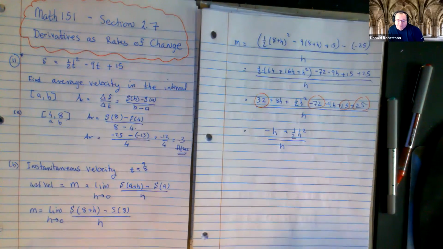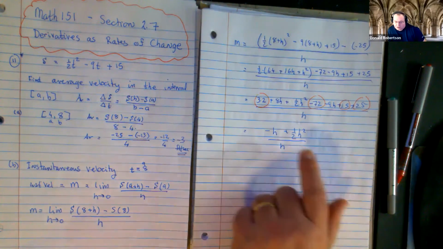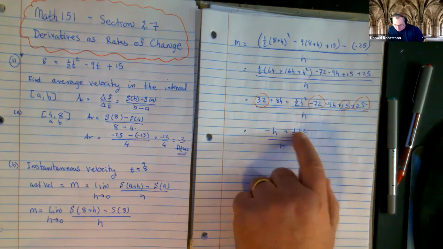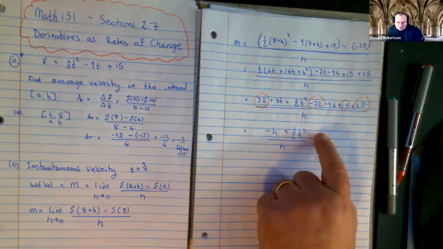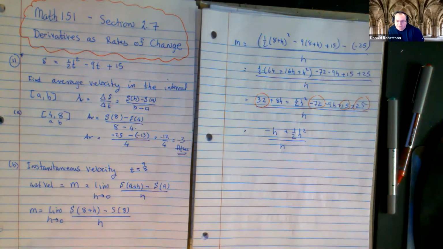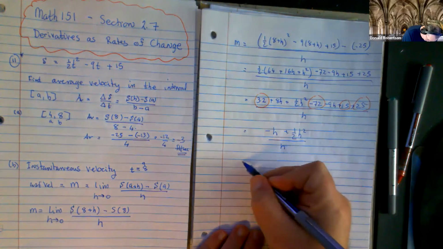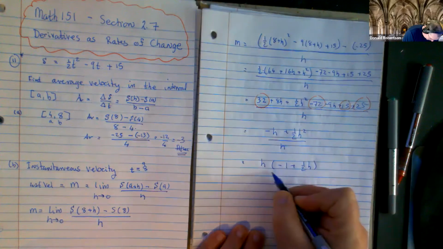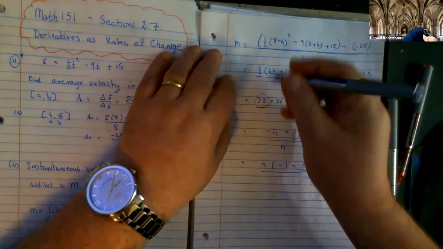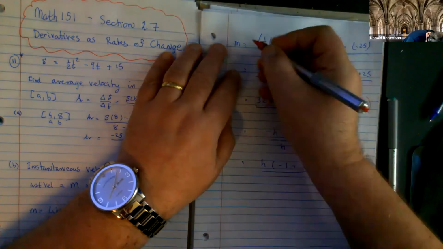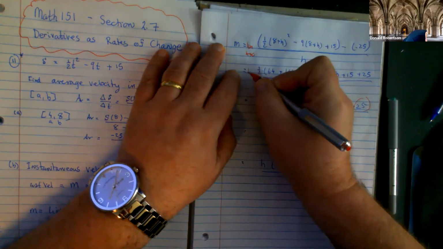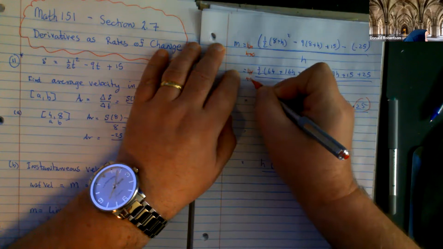And if you've done this correctly, the top line will always have something with h's in it. If you've got a +4 left over or something weird like that, you're just wrong. Go back and fix it. Now at this point, you pull out a common factor of h. And I forgot, so I'm going to put it in right now. It's the limit as h tends to 0 of everything that we've just done.